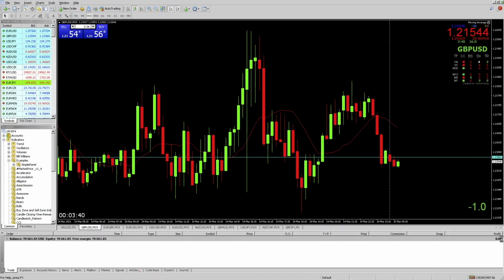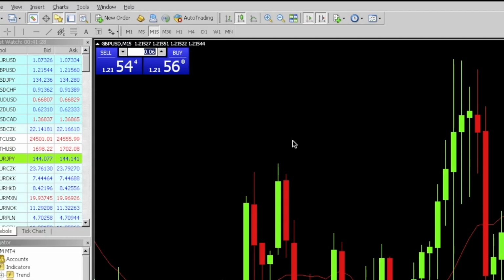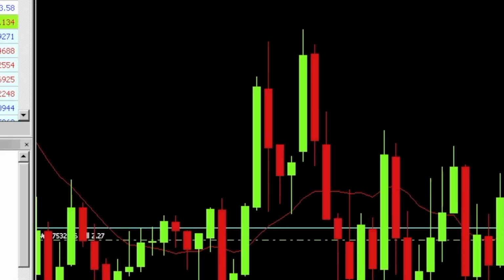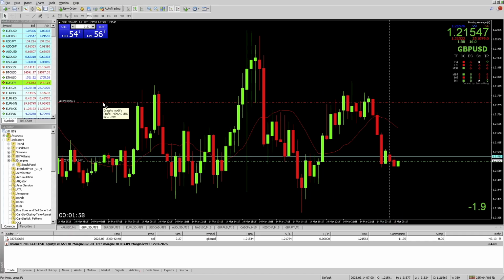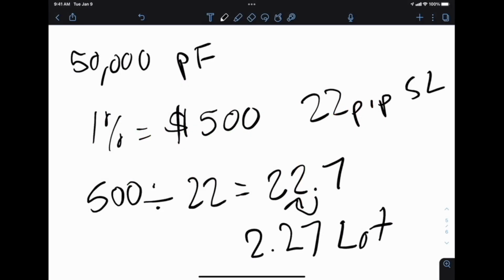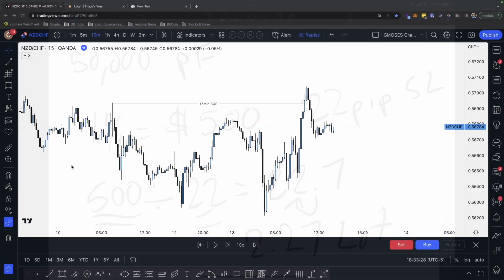Okay, if we did a lot size of 2.27, let's say if we took a sell and we drug this up 22 pips, which will be right around 220. If we hover over this, you'll see it's around $499.40. Okay, give or take, but that's still right around our risk area where we actually want to be. Our risk is $500. We took 22 pips. Okay. All right, you guys.